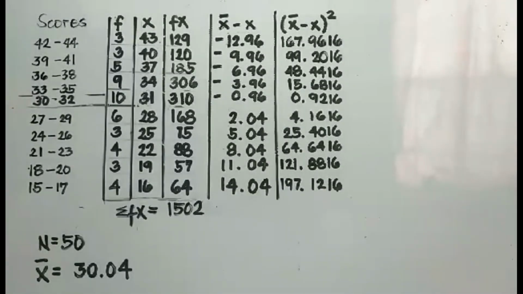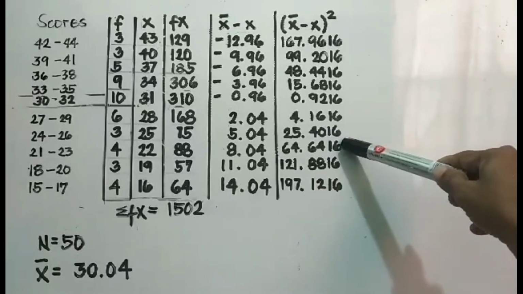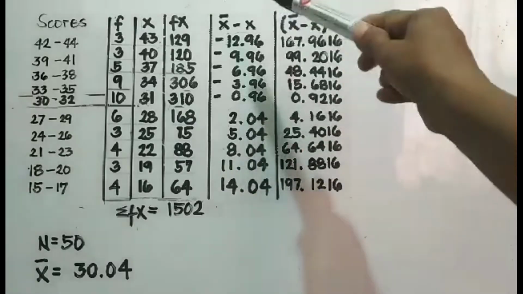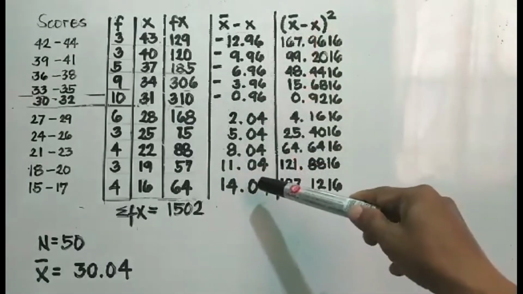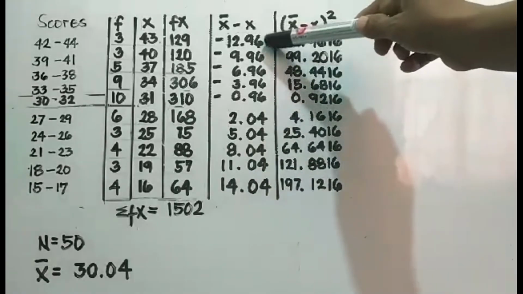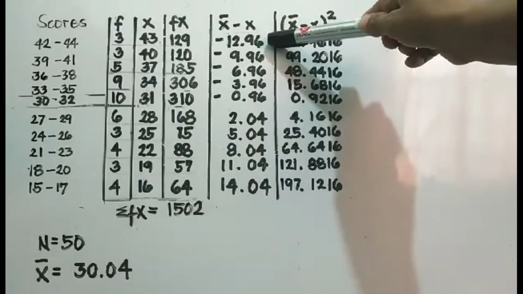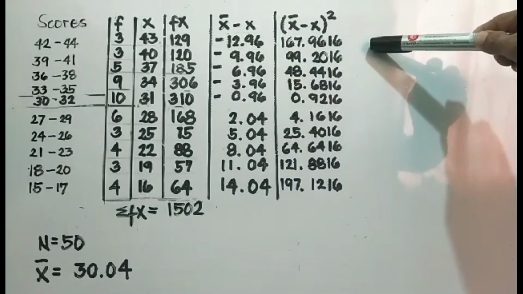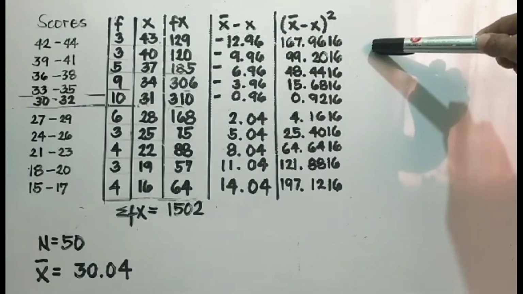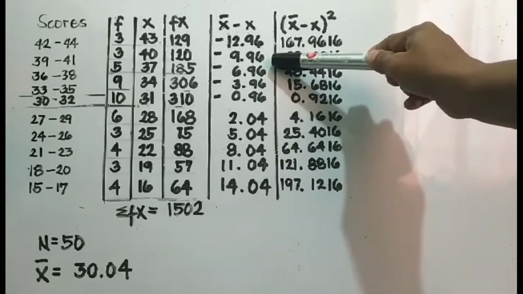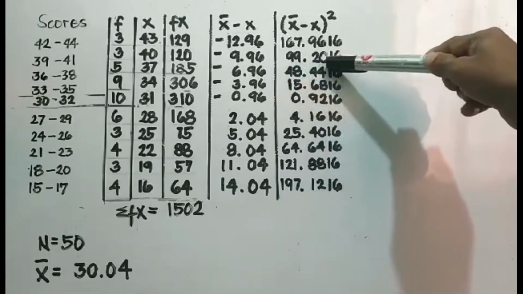Let's have another column for the square of the deviation. Ang gagawin lang natin, mula dito sa mean minus midpoint or class mark, imumultiply lang natin siya by itself. No? For example, negative 12.96 times negative 12.96 equals 167.9616. Negative 9.96 times negative 9.96 equals 99.2016.